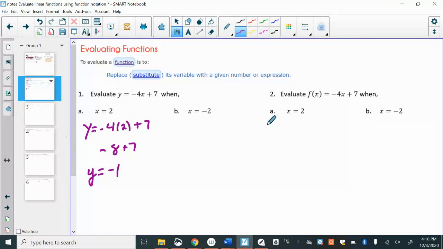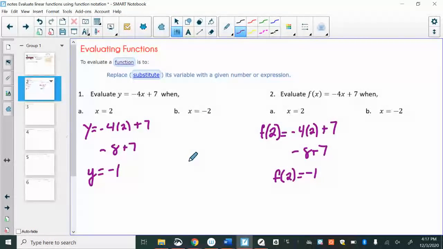Using function notation, we're going to say, all right, I'm going to evaluate function f when x is equal to 2. And then anywhere you see an x, you're going to replace it with 2. So minus 4 times 2 plus 7. That's minus 8 plus 7. And then we say the function when x is 2 is equal to negative 1.